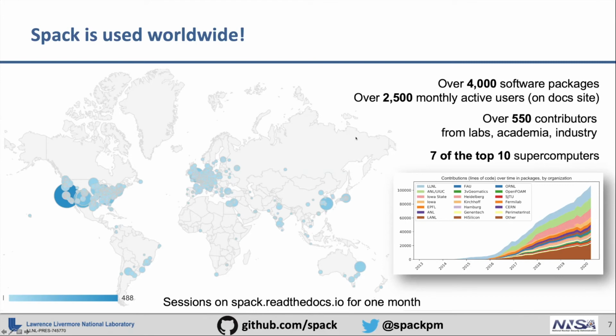So we get out a lot more than we put in because we're able to leverage community effort for this stuff. We're also used on a lot of the top supercomputers just because it's easy to build for new architectures with Spack. We try to make that easy. But also, as you can see, we're hitting a pretty broad audience in the HPC community worldwide too.